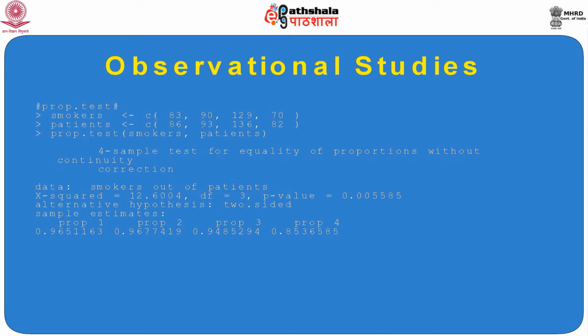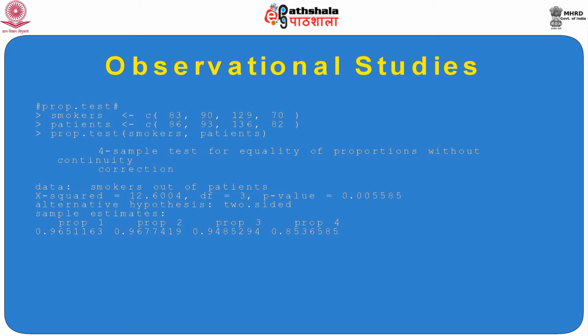Here in this example we are using smokers and patients. The first column assigns the number of smokers, which is 83, 90, 129 and 70, and these are from the patients, among whom only the smokers were counted. So out of these, the totals are 86, 93, 136 and 82.